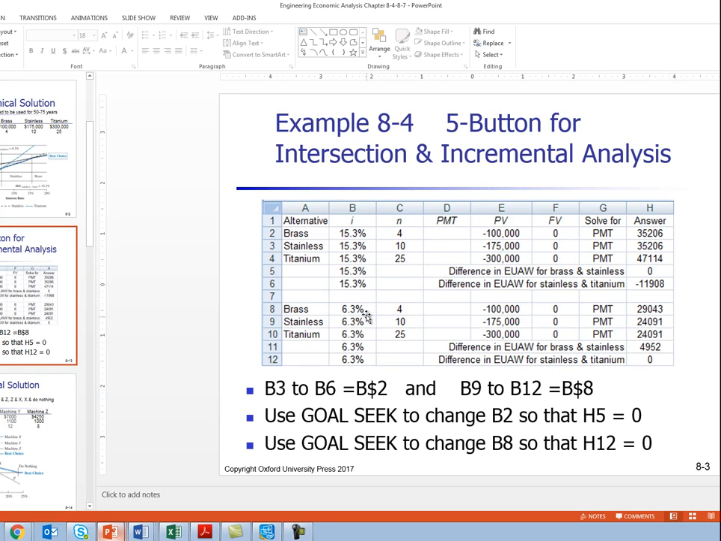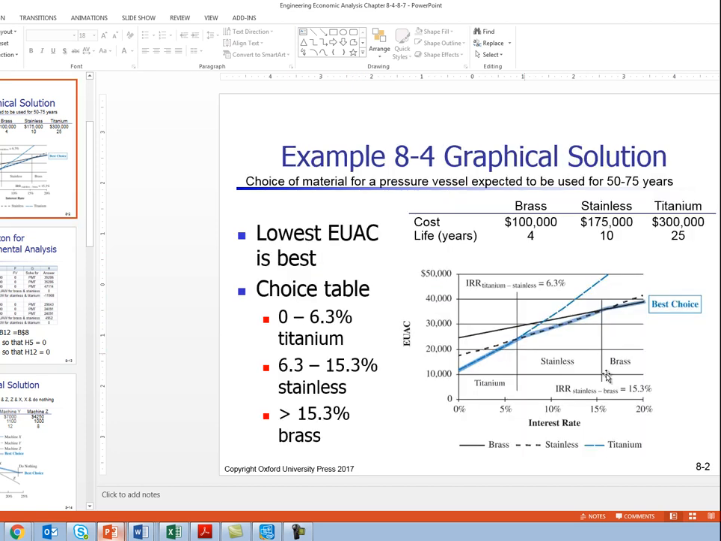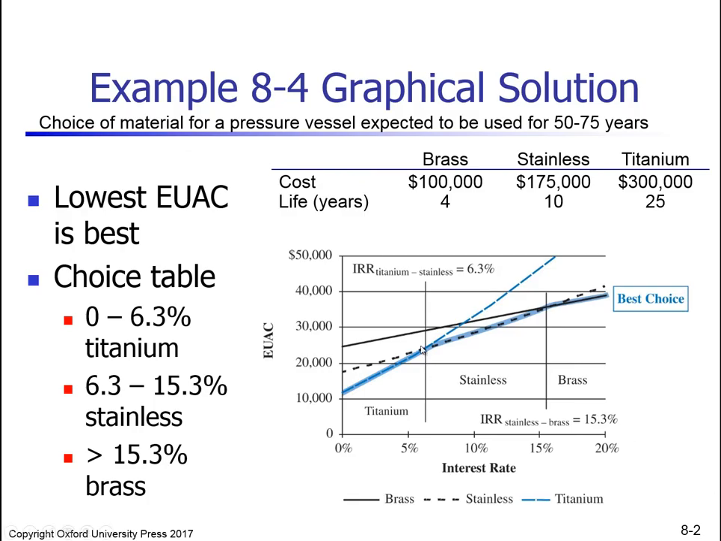And so if we go back into our PowerPoint here, this is how we were able to determine that we have an intersection at 6.3 and 15.3. And if we look back at our graph right here, this is the 6.3, that's the stainless and titanium intersection, and the 15.3, 15.25, that is the intersection of the stainless and the brass.